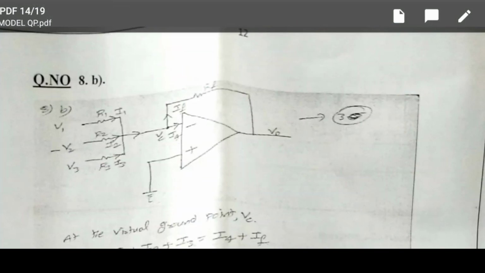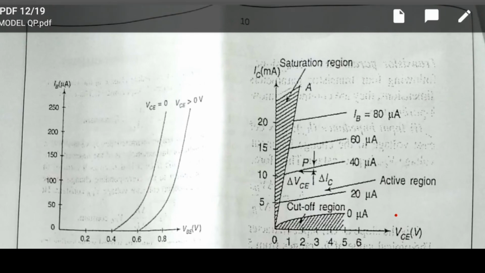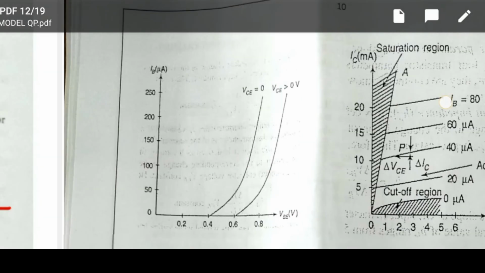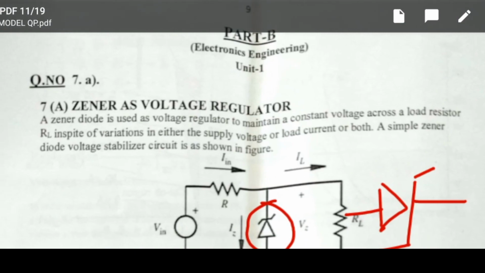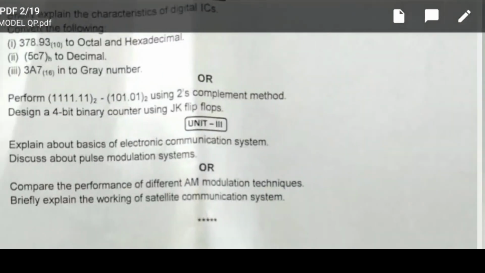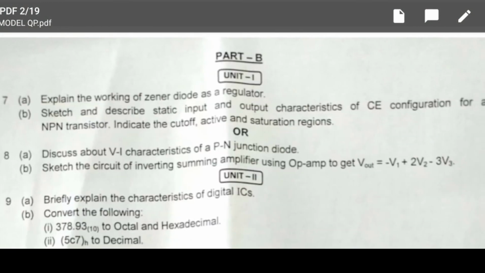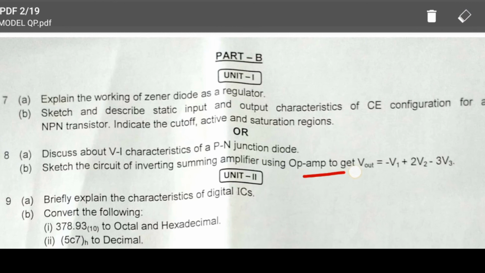Coming to the 7th question. Let us see the question. Part B question is: explain the working of a general diode, sketch the characteristics. In part B, again unit 1, that is the VI characteristic of the PN diode. Sketch the circuit of an inverting summing amplifier. This is the question for giving an input. Let us see the answer.